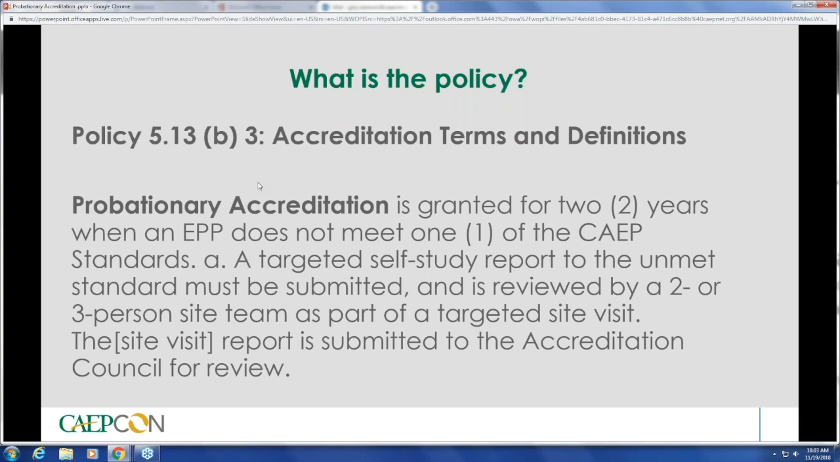I do want to make clear that this webinar is to talk about probation and not accreditation with stipulations. And just so we're clear on that, accreditation with stipulations is a virtual visit. So there's actually not people on campus, where with probation, there is a site visit.